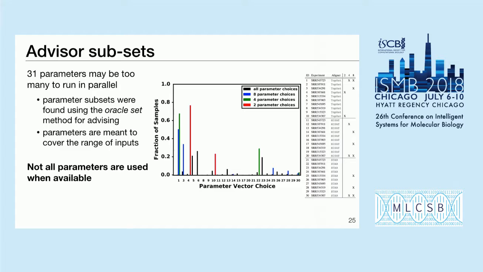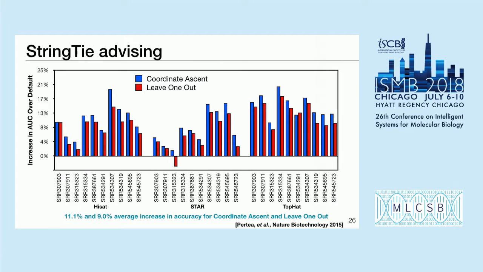So everything I've shown so far is actually using Scallop, and Scallop was developed in our group, so the question is, does it actually work for other methods as well? So just to confirm that we weren't seeing some bias towards our tool, we did this on StringTie as well. Using the same procedure I described all along, we trained 31 different parameter choice vectors for StringTie, and we see that we still get a very high AUC improvement just by using parameter advising.